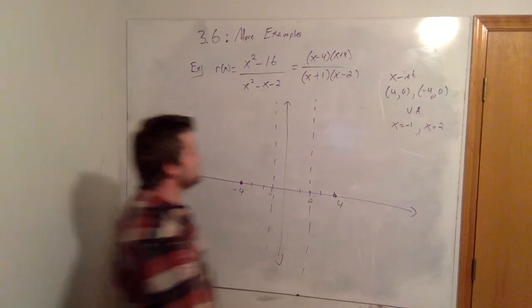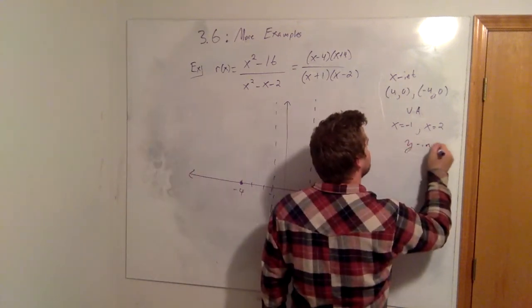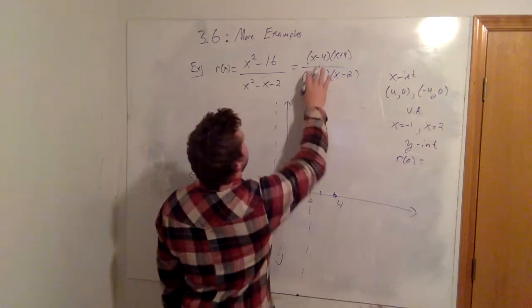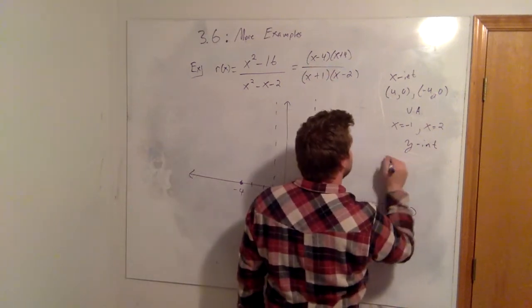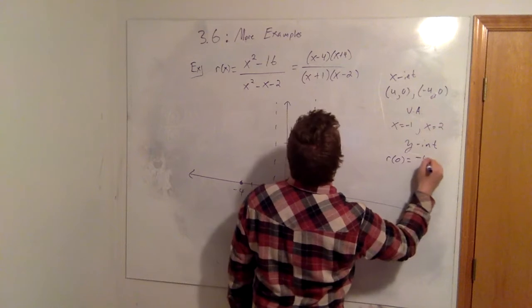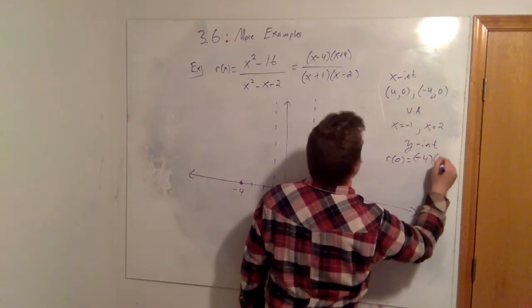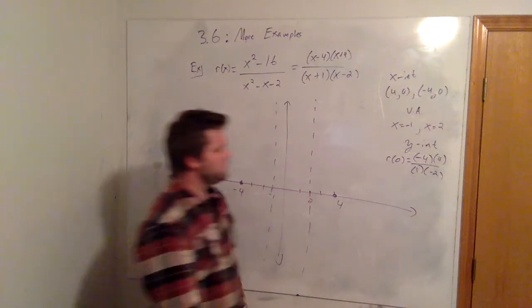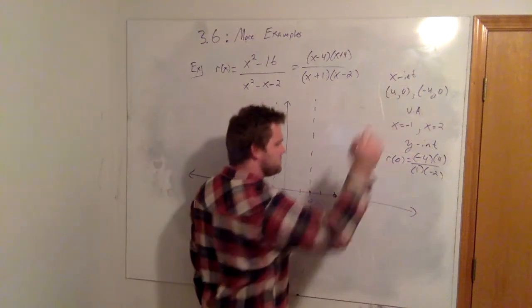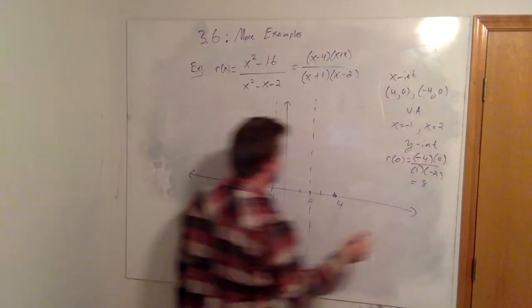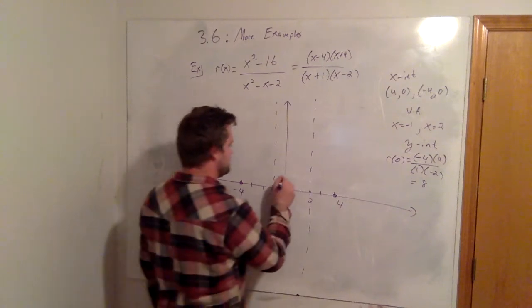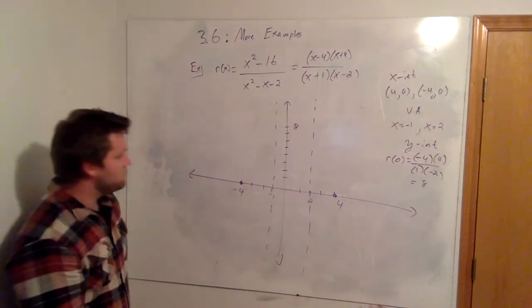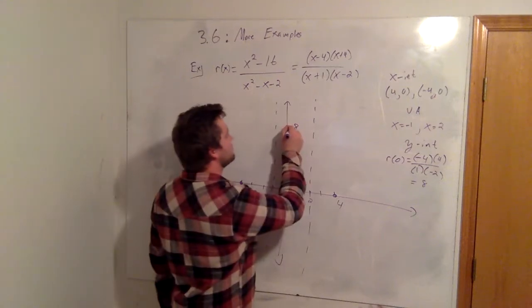Okay, we need to know the y-intercept. That'll help us. I need to evaluate this function at 0, so r of 0. If I plug in 0, I'm going to get a negative 4 times a 4, all over a 1 times a negative 2. What is that? Negative 16 divided by negative 2, so it looks like we're going to get positive 8. So here's 8.